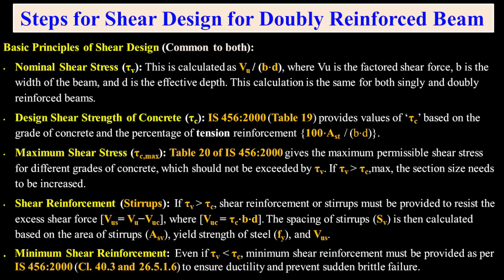We also know that the calculated nominal shear stress, tau V, is inversely proportional to this effective cross-sectional area. Hence, a smaller area means tau V will tend to increase. So, in summary, you have two opposing effects: a higher τc due to more tension steel, but also a potentially higher tau V due to a reduced section size. By balancing these two factors, we then proceed with our shear design.